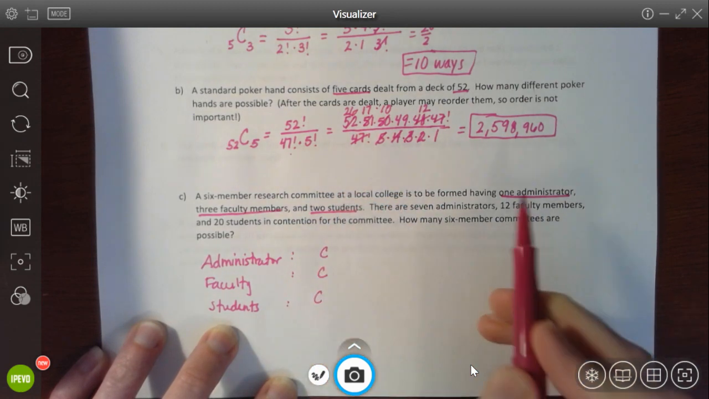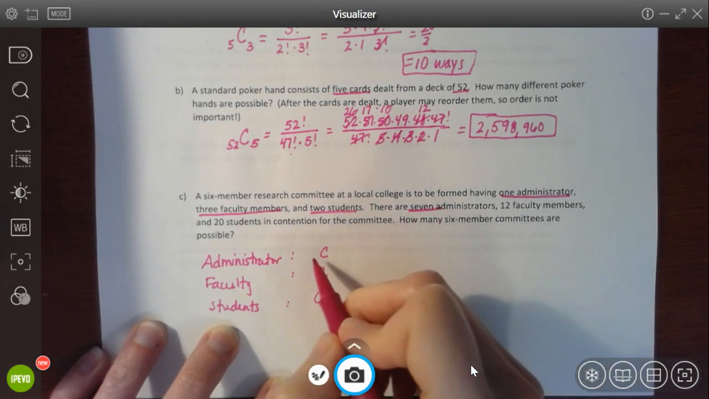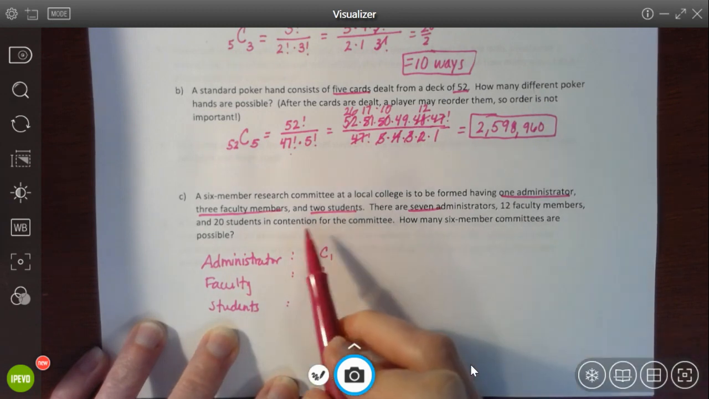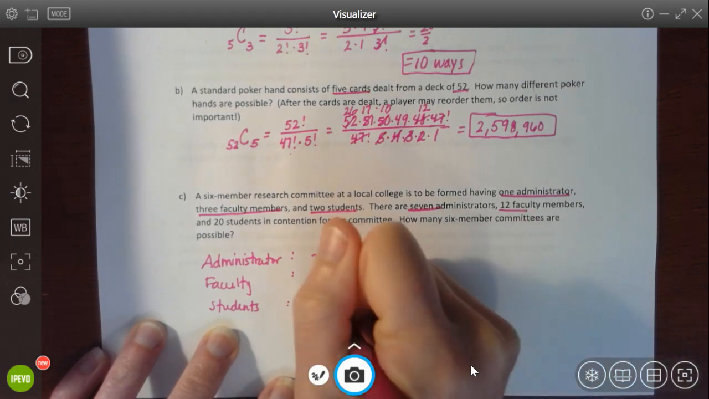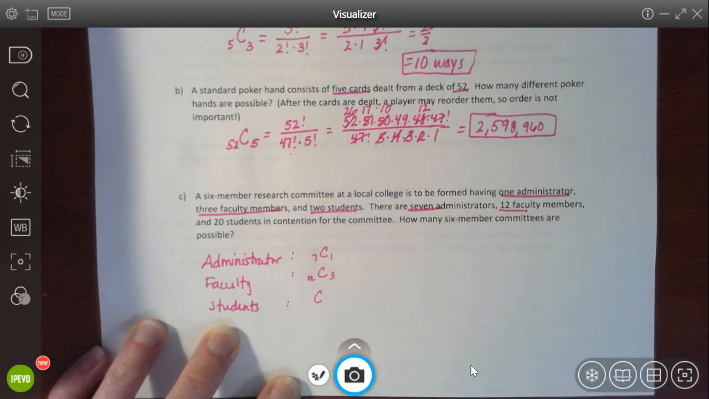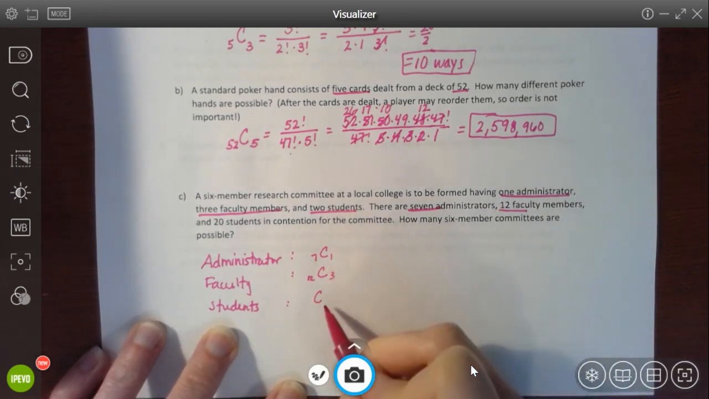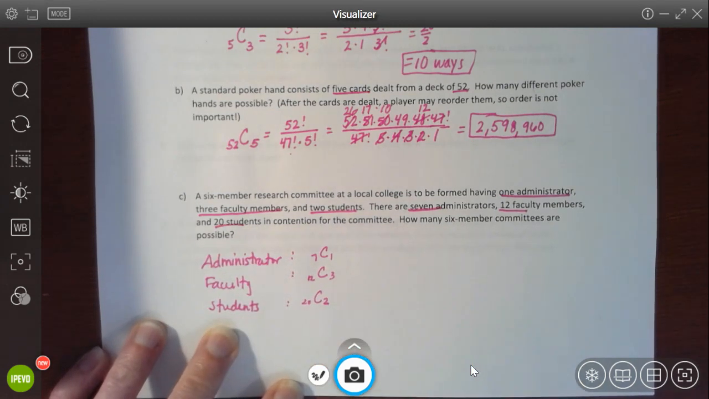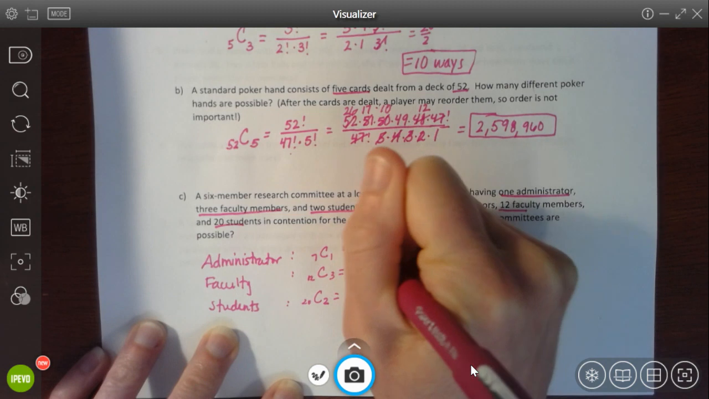So from the administrators, I want to choose 1, and there are a total of 7 administrators to choose from. So we're going to have the combination of 7, taking 1 at a time. For our faculty members, we want to get 3 faculty members, and there were a total of 12 at this school, or college. And then finally, we need 2 students, and there were a total of 20 that were possible candidates for this committee. So what I'm going to do is evaluate each of those combinations separately.